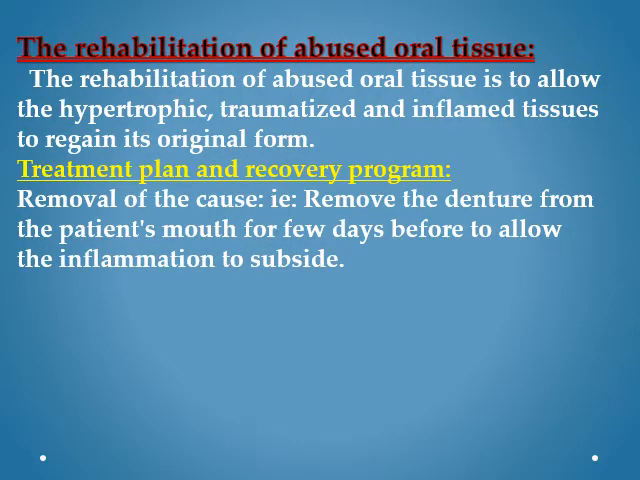Rehabilitation of the abused oral tissue is to allow the hypertrophic, traumatized and inflamed tissue to regain its original form. I must remove the denture and give rest to the abused tissue so it returns to its normal state. Treatment plan and recovery program: removal of the cause. Remove the denture from the patient's mouth for a few days to allow the inflammation to subside.